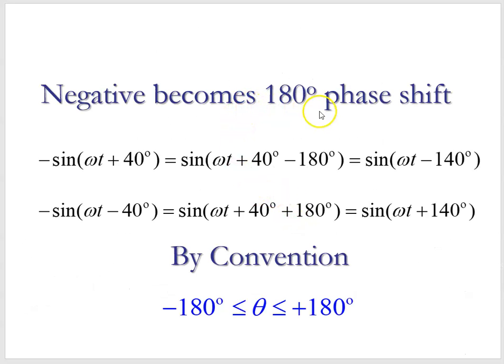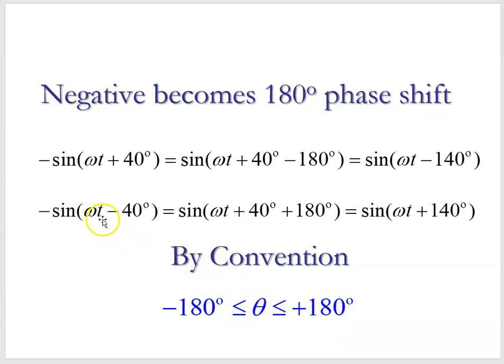Again, a negative becomes a 180 degree phase shift. So if we have negative sine omega t plus 40 degrees, we're going to subtract the 180 degrees. So our phase angle is between negative 180 degrees and 180 degrees. That's the convention: we keep the phase angle in this range.